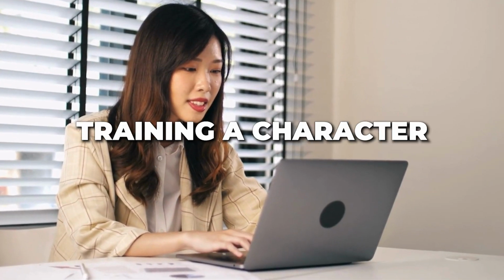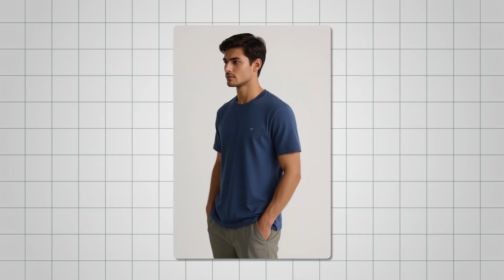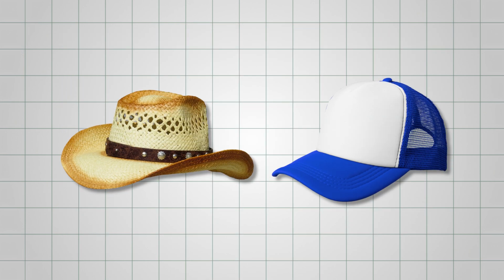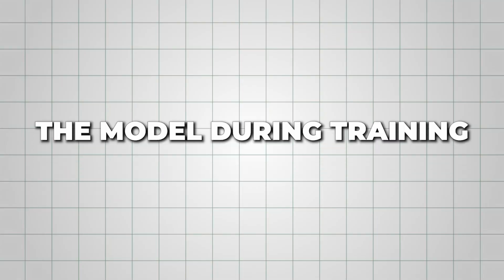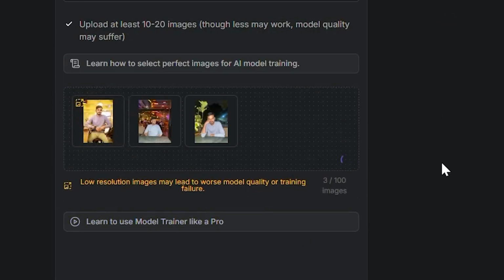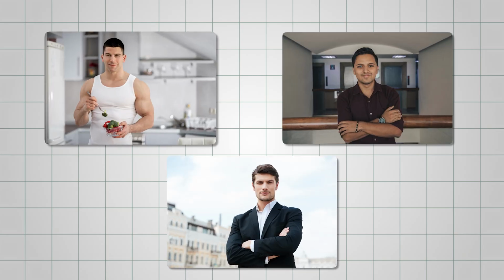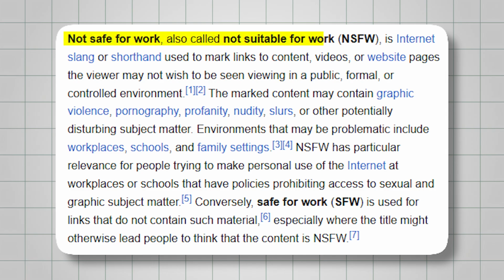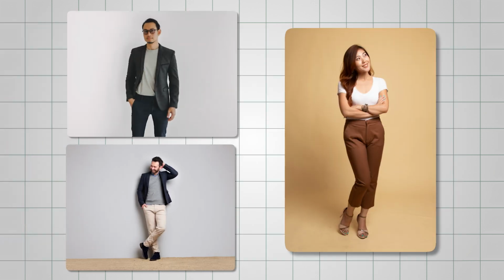If you're training a character, make sure the photos include different angles, lighting conditions, and facial expressions. Use plain backgrounds whenever possible, and avoid things like hats, glasses, or group photos. These can confuse the model during training. Also, make sure your uploads follow the guidelines. Use only images you own, avoid NSFW content, and get permission if you're uploading someone else's photos.